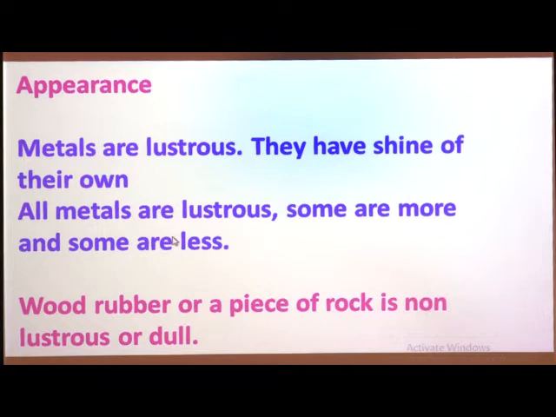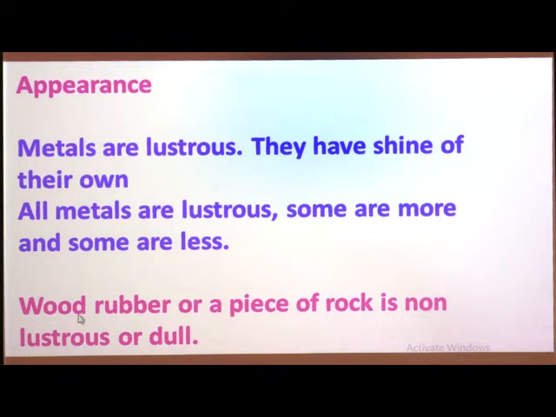Some metals become dull or they lose their shine on the surface due to dust or action of water and oxygen. So some metals, when taken as new, are very shiny, but after some time they become dull or lose their shine due to deposition of dust on the surface or due to action of water and oxygen on them. So this is about the metal.